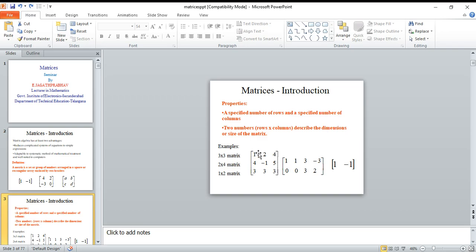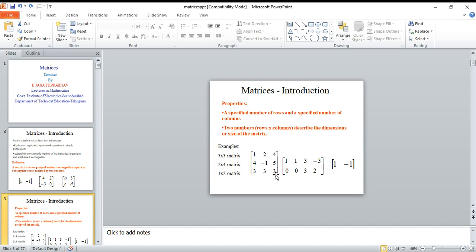Here, the first row is 1, 2, 4, the second row is 2, minus 1, 5, and 3, 3, 3 is the third row. And the three columns: 1, 4, 3 is the first column, 2, minus 1, 3 is the second column, 4, 5, 3 is the third column. So this matrix contains three rows and three columns.